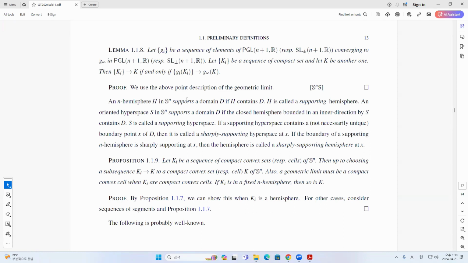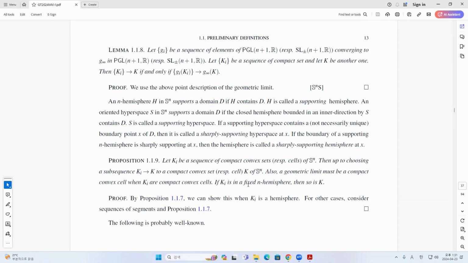Also you talk about a hemisphere supporting a domain if H contains D, and then H is called a supporting hemisphere. An oriented hypersphere supports a domain if the closed hemisphere bounded in the inner direction by S contains D. So this is called the supporting hypersphere. And the sharply supporting ones are ones that contain some point in the boundary of D, and so on.